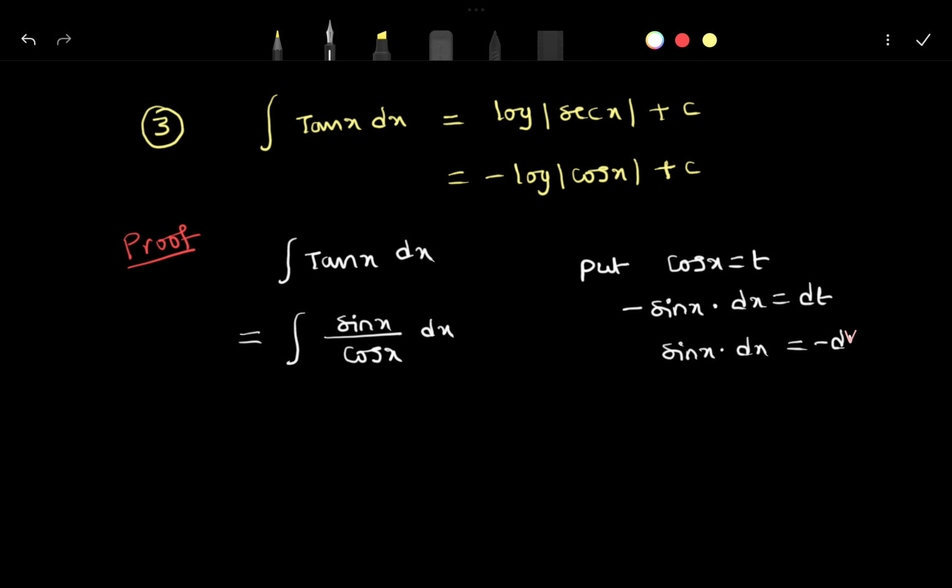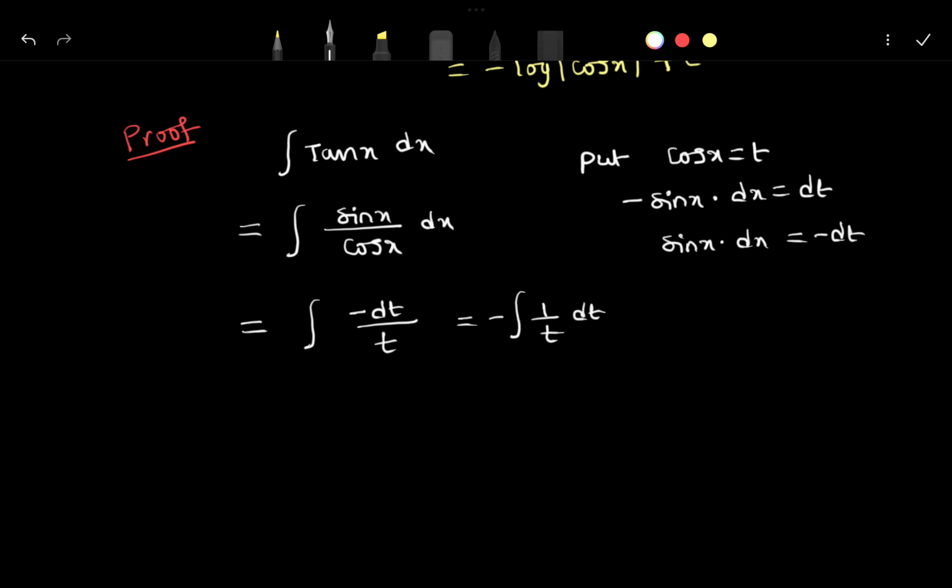So you replace this value in the given expression, that equals the integration of minus dt divided by t. So that is equals minus the integration of 1 by t dt. What is the integration of 1 by x? That value will be log x. That is equals minus log of t. So what is the t value? t equals cos x. So that is equals minus log of cos x plus c.